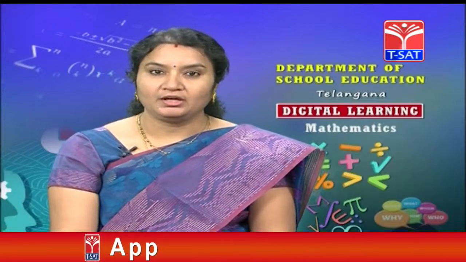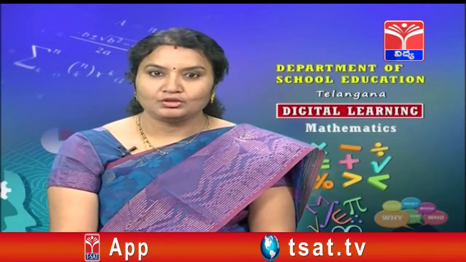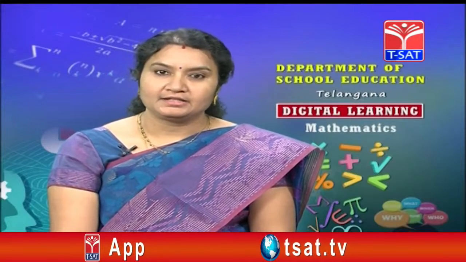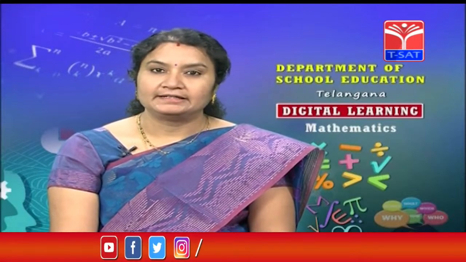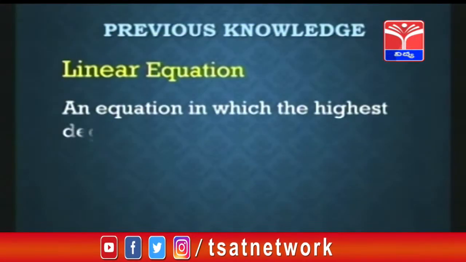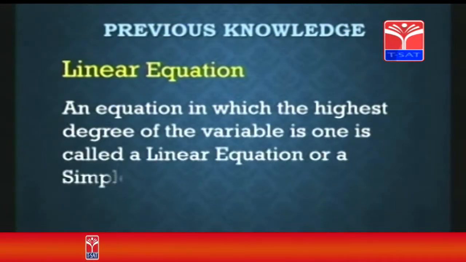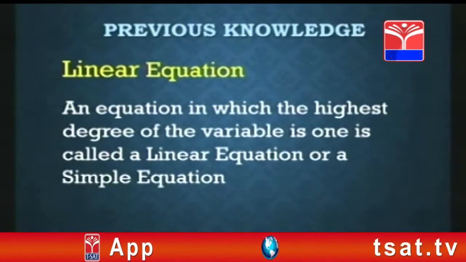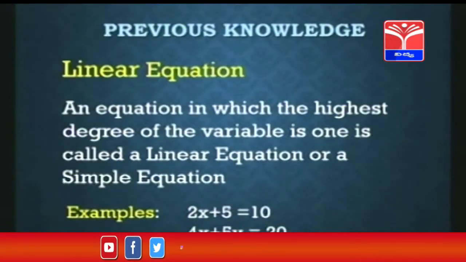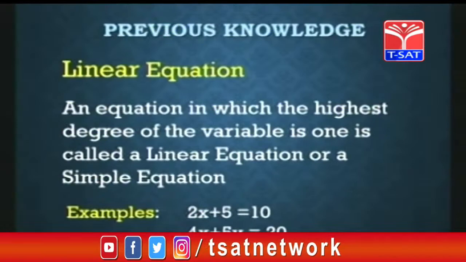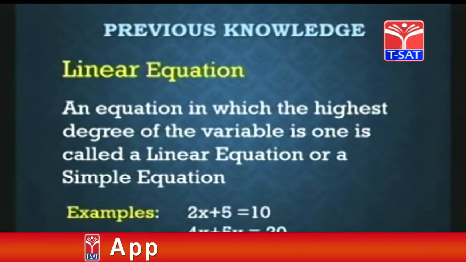But before we learn our new topic for today, let us quickly recall our previous knowledge on linear equations. An equation in which the highest degree of the variable is 1 is called a linear equation or a simple equation. Let us consider the examples for it. 2x plus 5 is equal to 10 is a linear equation in one variable where we can find the value of x coming out to be x is equal to 5 by 2.